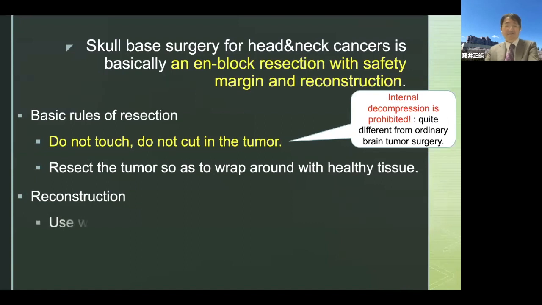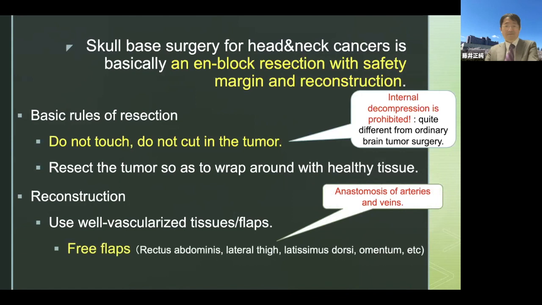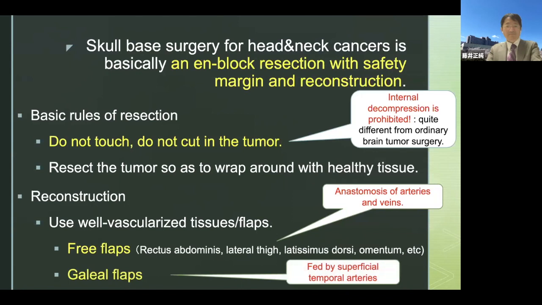And regarding reconstruction, we should use well vascularized tissues or flaps. One big material is free flaps using rectus abdominis, lateral thigh, latissimus dorsi, omentum, etc. And of course, for flaps, you have to anastomose arteries and veins under the microscope. And we also use galeal flaps. This is fed by the superficial temporal arteries.